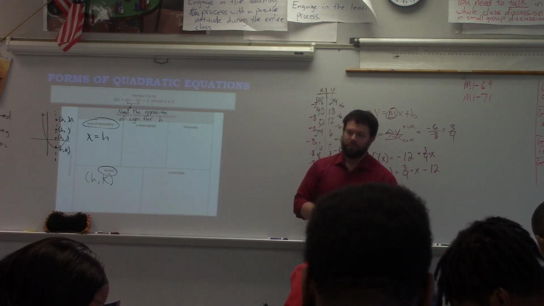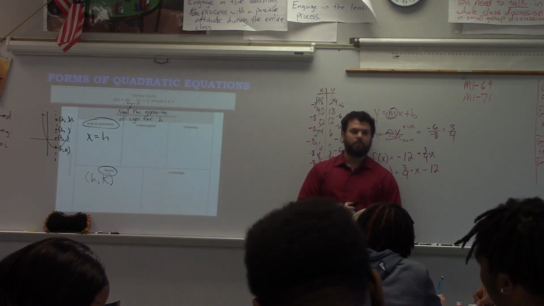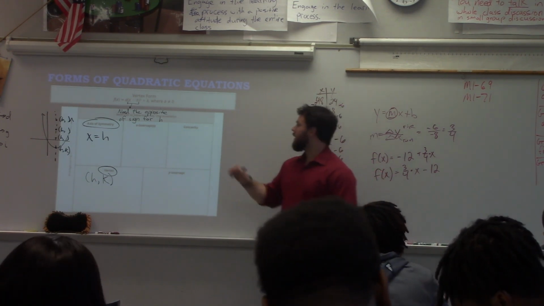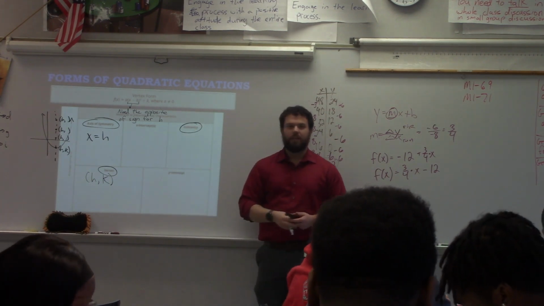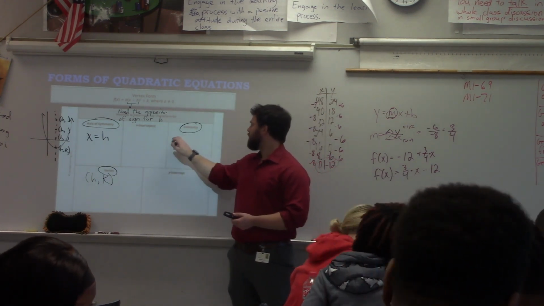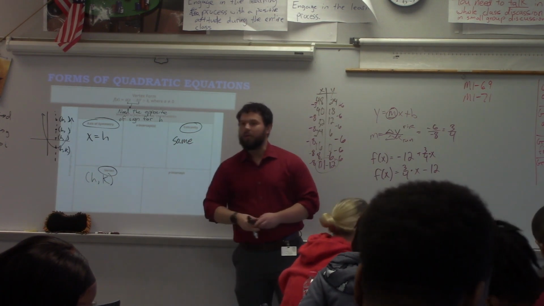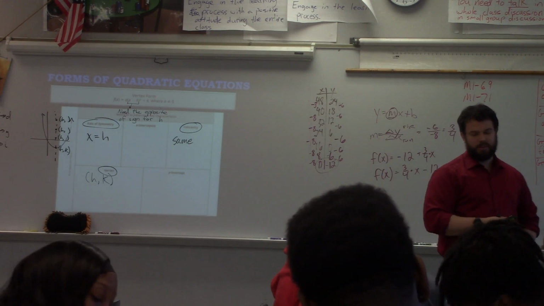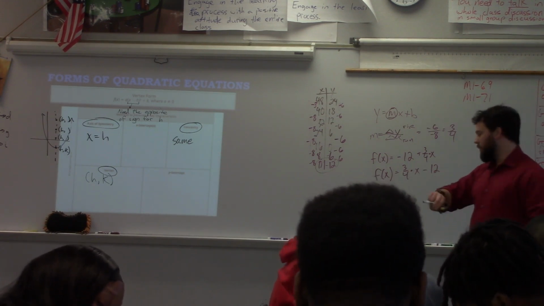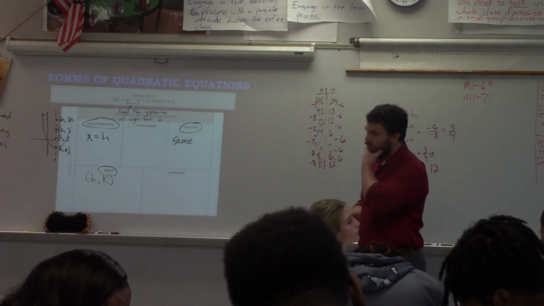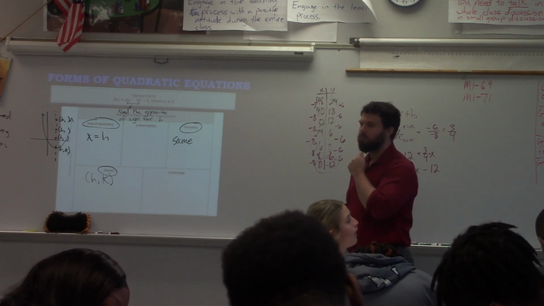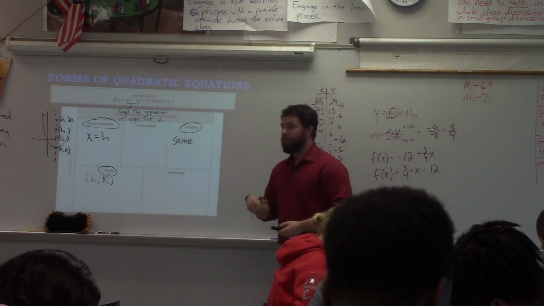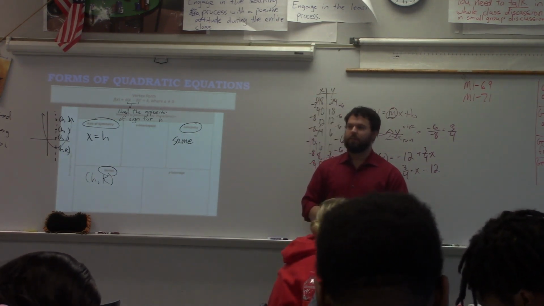Are there any other features that are easy to identify? The concavity, right? What always defines that concavity? A. And it's the exact same as before, right? So the concavity is always the same. If A is positive, the parabola is concave up, and if A is negative, the parabola is concave down, okay? Now, the x-intercepts and y-intercepts are not super easy to identify, but they're not terrible.